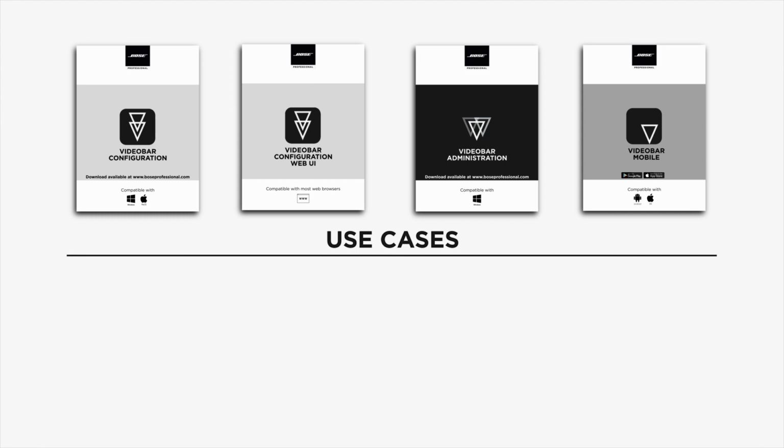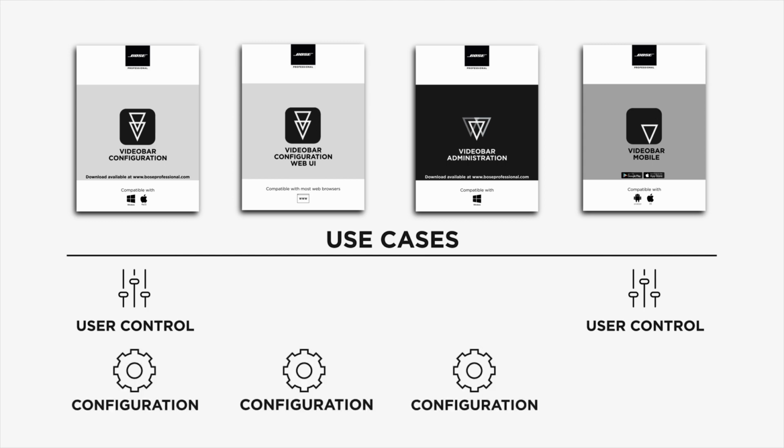So here's a breakdown of the software by use case. For user control, you have the Videobar Configuration homepage or Videobar Mobile App. For access to admin configuration settings, you have Videobar Configuration Standalone App, its Web UI version, and Videobar Administration. For remote network management, you can leverage Videobar Configuration Web UI for a single unit or Videobar Administration for one or multiple devices.